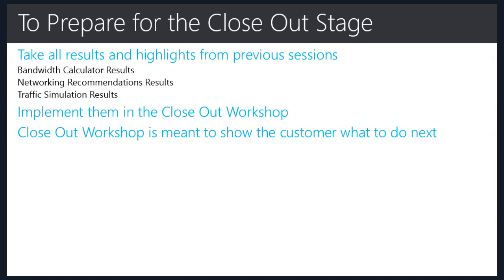Now, Contoso, it's time for your closeout workshop. What we'll be doing, we've taken all the results and highlights from the previous session. That's the bandwidth calculator result, the networking recommendation results, and the traffic simulation results. And we've implemented them in the closeout workshop. Please understand, the closeout workshop is meant to show the customer what to do next. What's the next step? What's a concrete thing that we need to do?